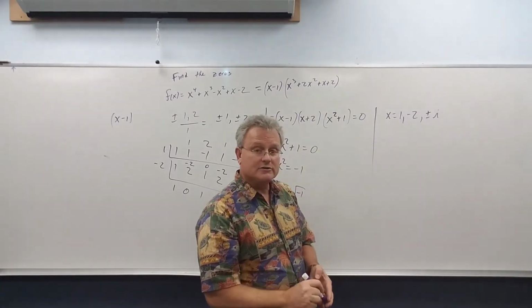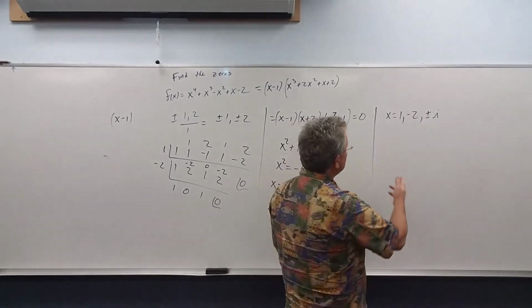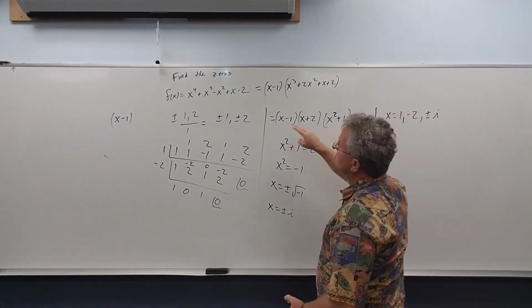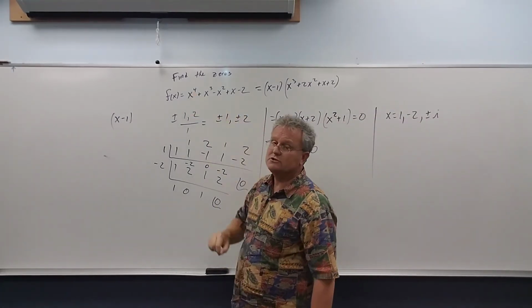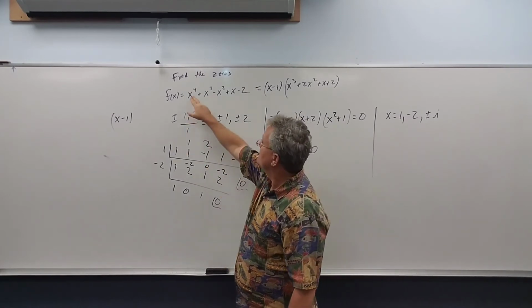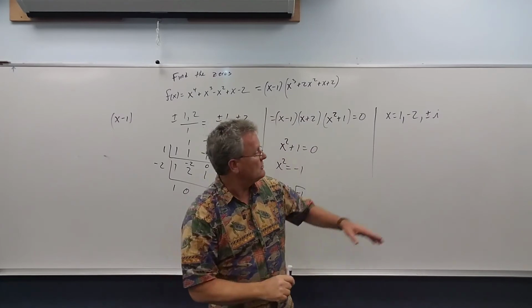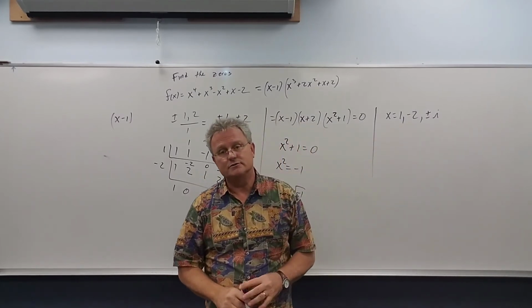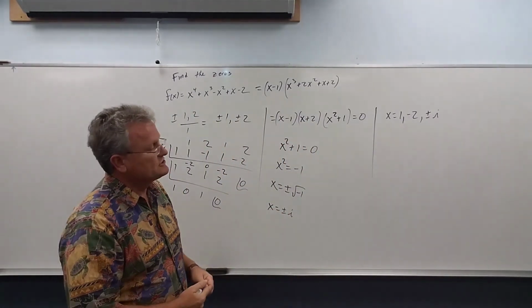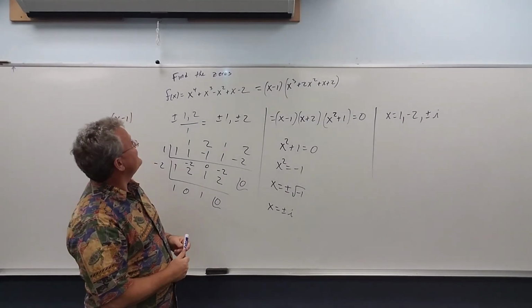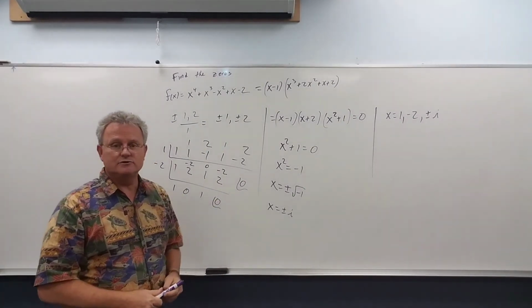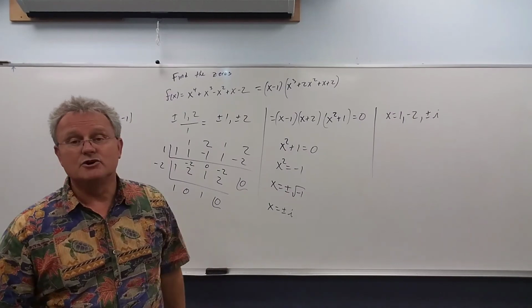So there are 4 answers here, which makes sense. We would expect 4 answers because this is a 4th degree polynomial. If this was an x cubed, a 3rd degree polynomial, we better get 3 answers. And that's just the way it works. So that's the idea of how we find the zeros of a polynomial function.